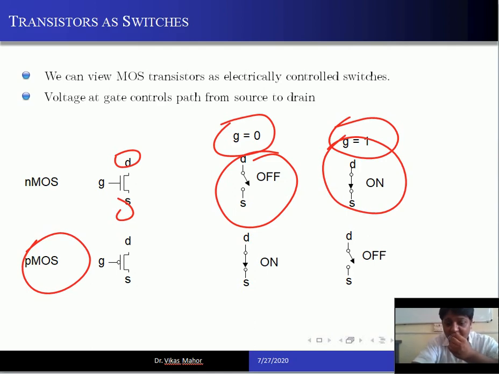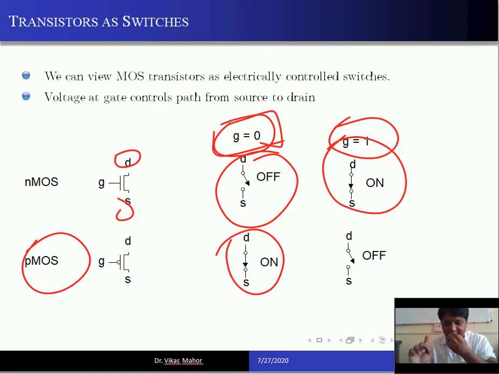For PMOS, it is just opposite. When you apply gate voltage equal to 0, what will happen? That means you are applying a voltage towards negative. In a PMOS, to operate, you have to apply a negative voltage. I have already told you. So you are applying a voltage a little negative, a lower voltage. And when you apply a lower voltage, the channel will be formed in a PMOS, and the PMOS will become on.